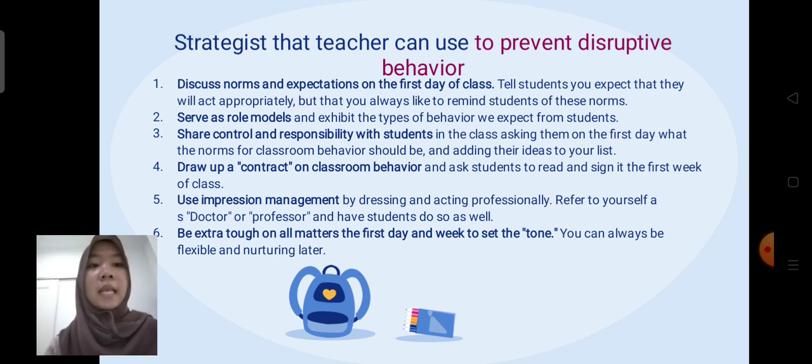The fifth strategy is use impression management. By dressing and acting professionally, refer to yourself as doctor or professor, and have students do so as well. And the last, be extra tough on all matters the first day and week to set the tone. You can always be flexible and nurturing later.